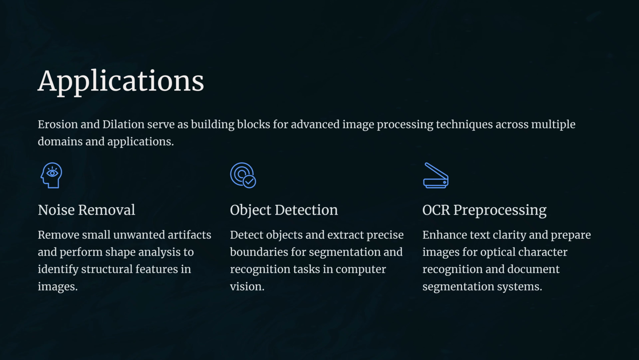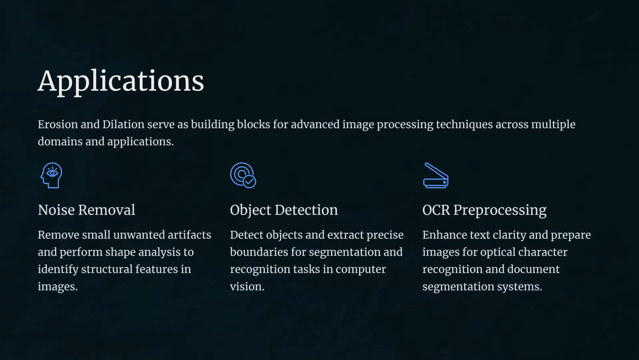The next is object detection. Erosion and dilation are used to detect object boundaries accurately. They help in separating connected objects and in shape analysis. This process improves segmentation, which is essential for recognizing objects in computer vision systems, such as identifying vehicles, faces, or medical structures in images.